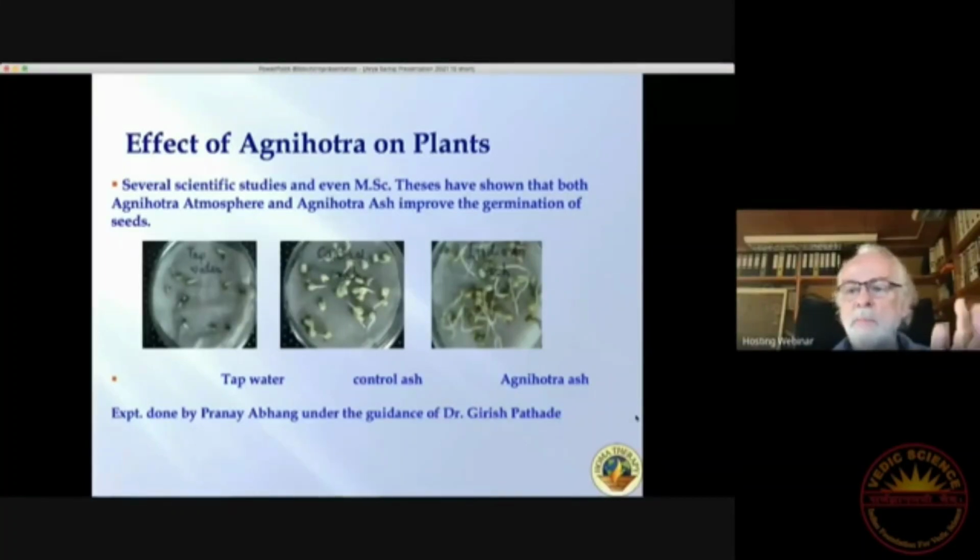So what we do is we produce some ash, we call it control ash. We burn the same substance, cow dung, ghee, some rice, also in a copper vessel, but not the pyramid-shaped vessel, some other shaped vessel, but copper. And we don't use the mantras, and we don't do that at sunrise, sunset. So the chemical composition of control ash and Agnihotra ash probably is the same, but still you see a big difference in the germination rate. Agnihotra ash is much better than control ash, and of course much better than the tap water.